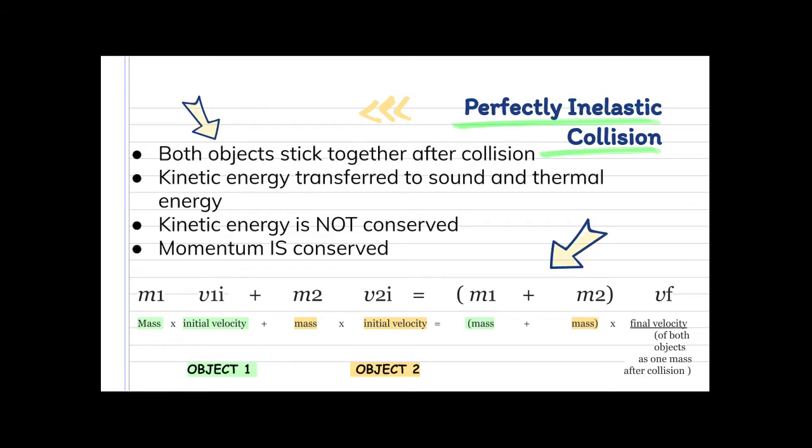Reading this out: mass of the first object times initial velocity of the first object, plus mass of the second object times initial velocity of the second object, equals mass of the first object plus mass of the second object, times final velocity of both objects as one mass after the collision. This is because when the objects collide, there is only one velocity for both of them.